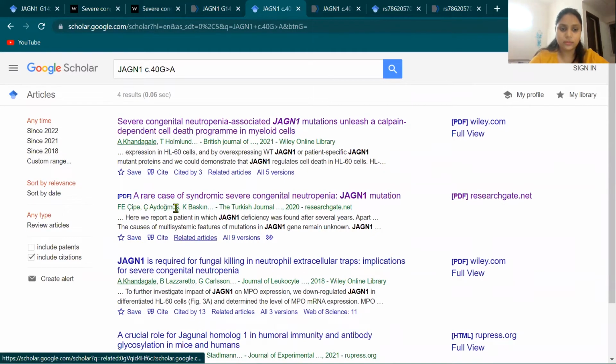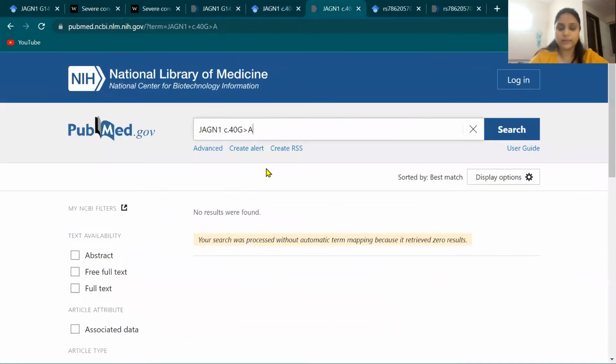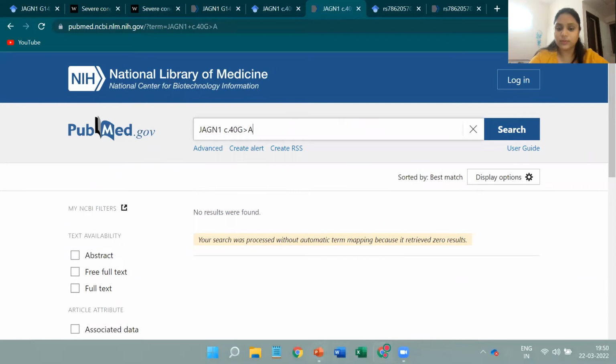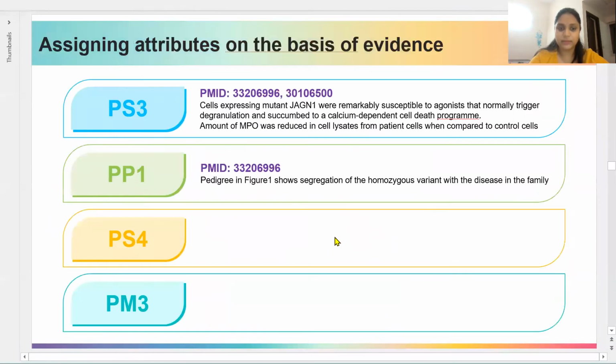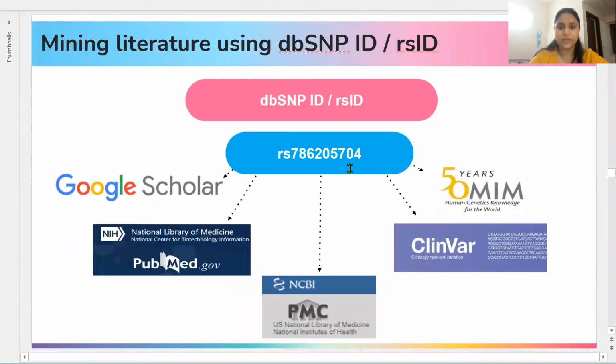So for this particular variant, which had PP1 supporting and PS3, we have to explore the other papers as well. And when we went to PubMed, there was no result found. So from the paper that we read, we could give PP1 supporting and PS3 to this particular variant. However, we still have to read the other papers.